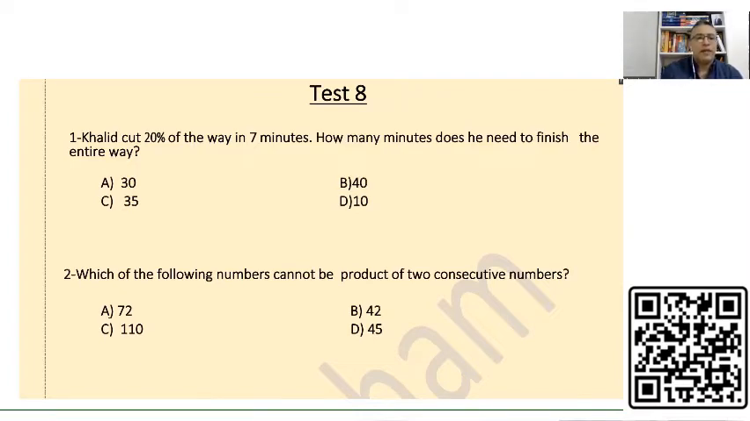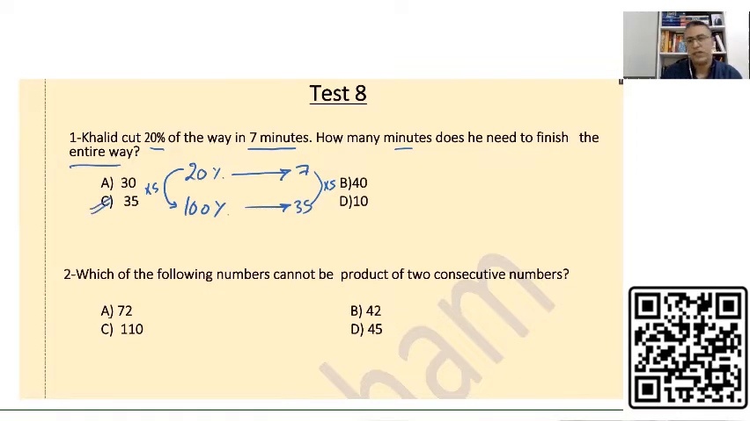Question number 1. Khalid cut 20% of the way in 7 minutes. How many minutes does he need to finish the whole way? So 20% in 7 minutes, so 100%, the whole way, how many minutes? From 20 to 100, I multiply by 5. So when I multiply 7 by 5, it gives me 35. So the right answer is C.